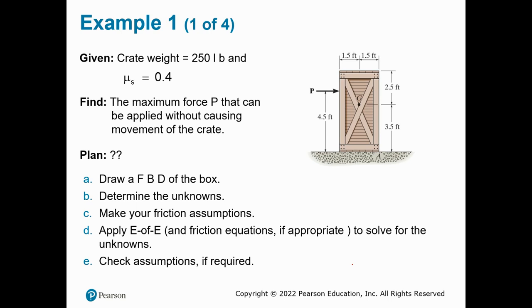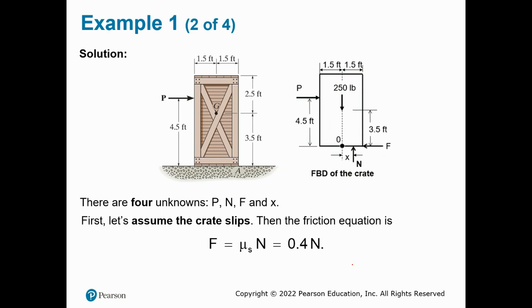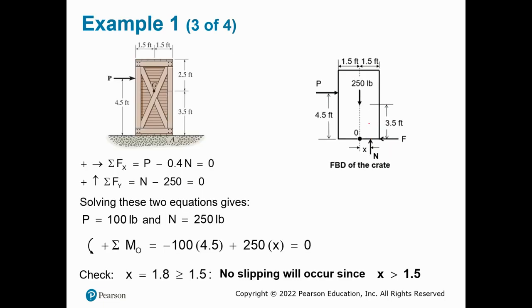We're going to move this object right here. We know the weight is 250 pounds, and mu s equals 0.4. First assumption: we assume it's going to slip. That means x is going to be somewhere in the middle of the right half of the bottom. And if it slips, the friction equation says F equals mu s times N, which gives us 0.4 N.